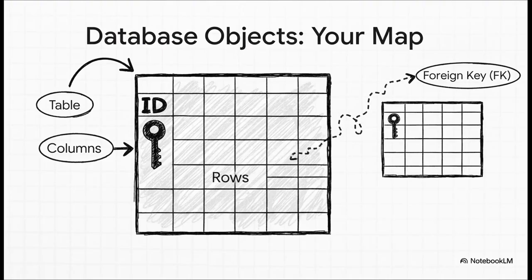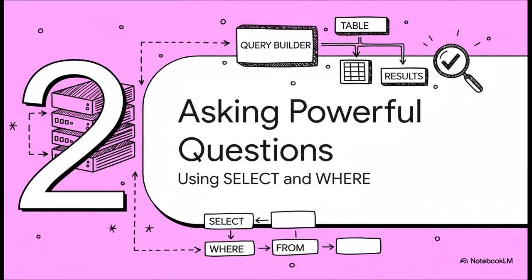But before we can start asking questions, we kind of need to know how to read the map, right? So a table is basically a spreadsheet. Columns are the headers at the top, and rows are each individual record. But the really important parts are the keys. A primary key is like a unique serial number for every single row. No two are the same. And a foreign key? That's just a column in one table that points to the primary key in another table. That's how we create relationships.